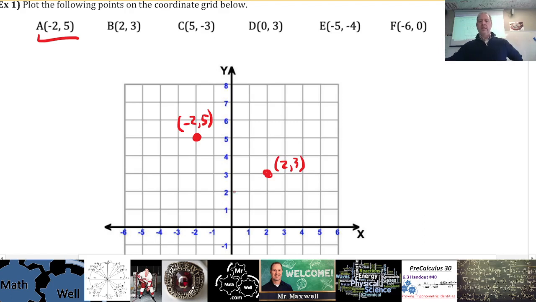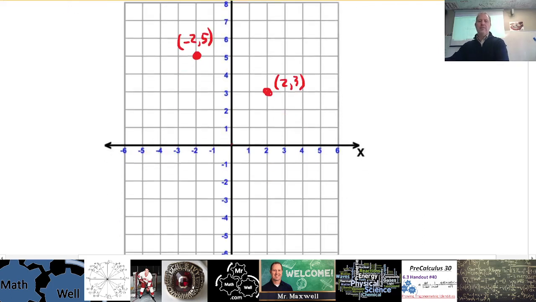5, negative 3. So I'm going to have to go 5 units to the right from the origin, and then 3 down. There's the point right there. That is positive 5, negative 3, quadrant 4.